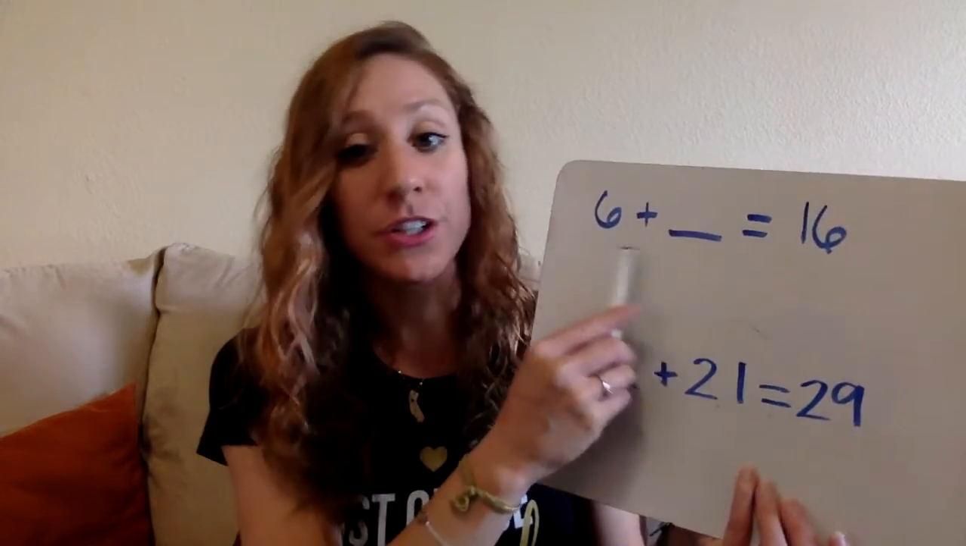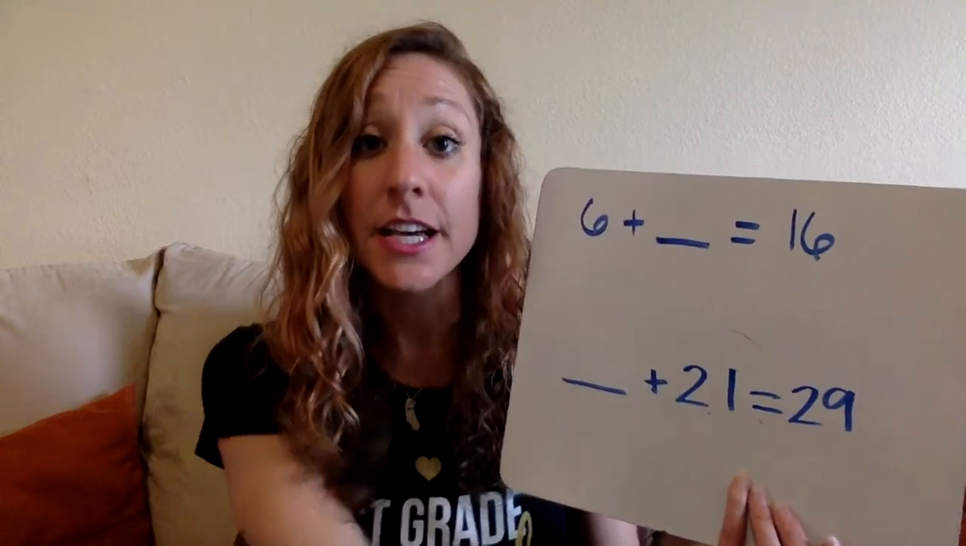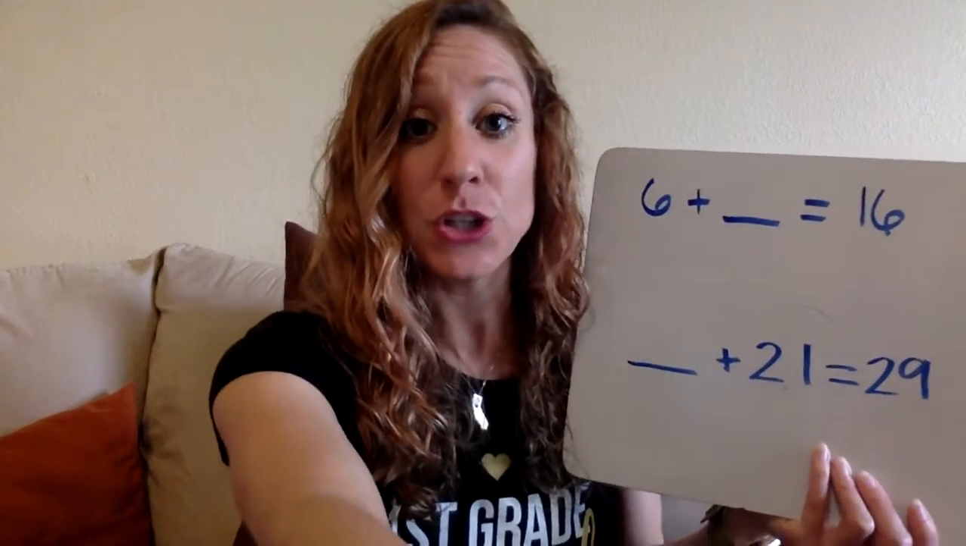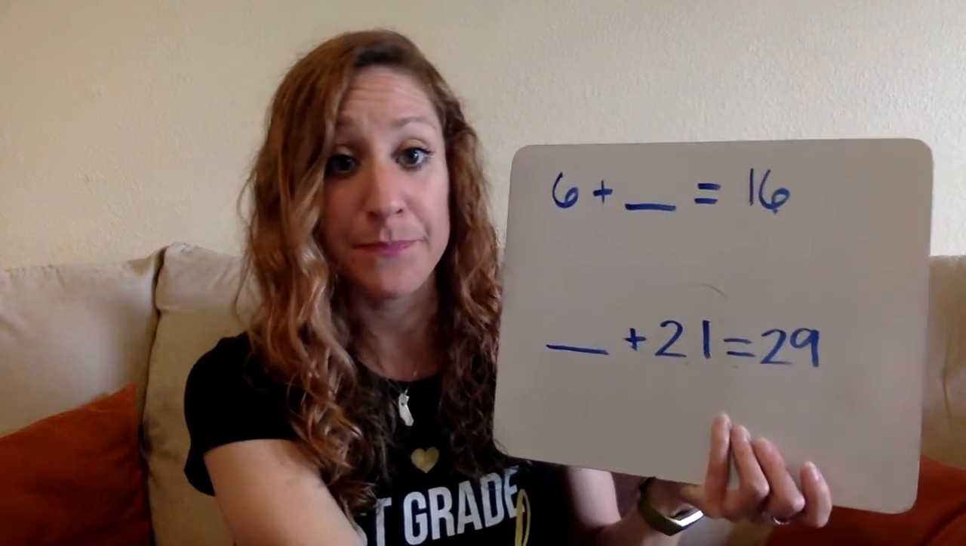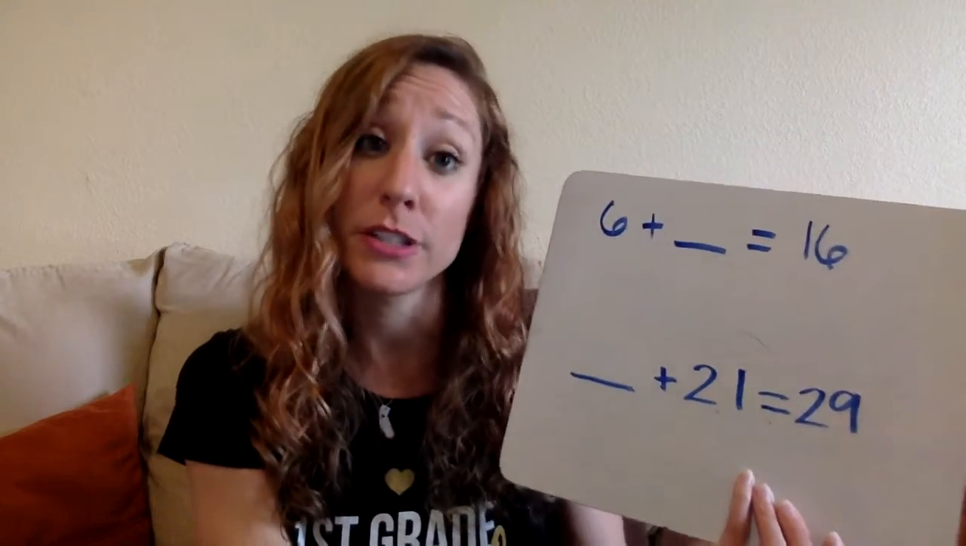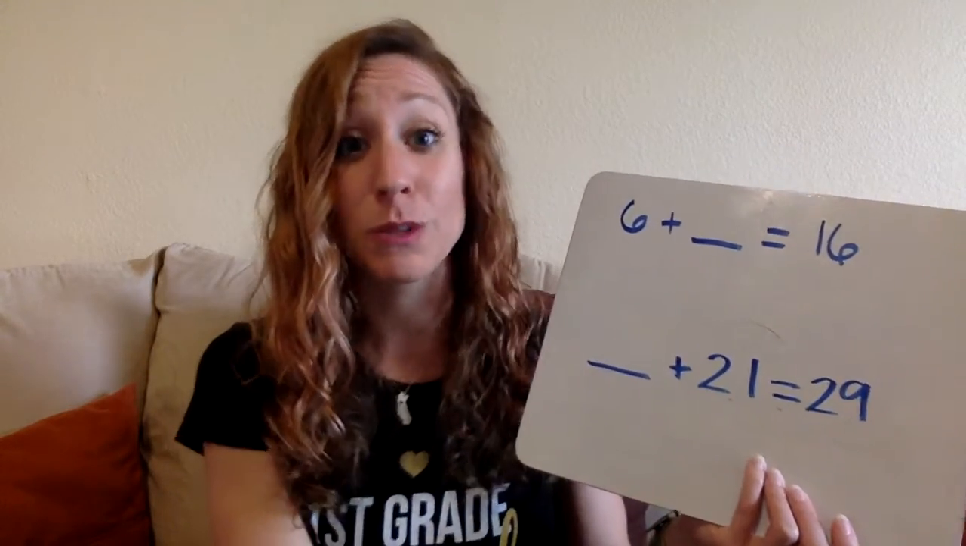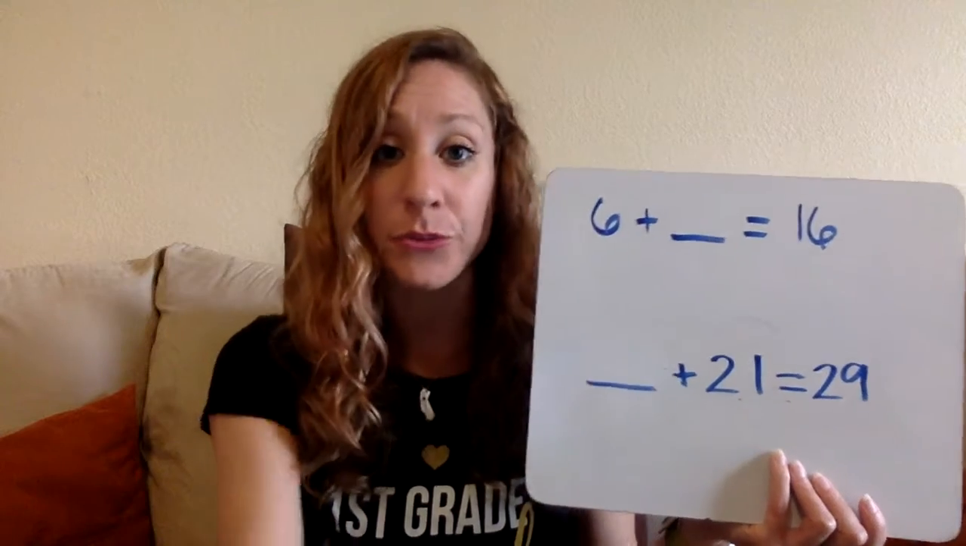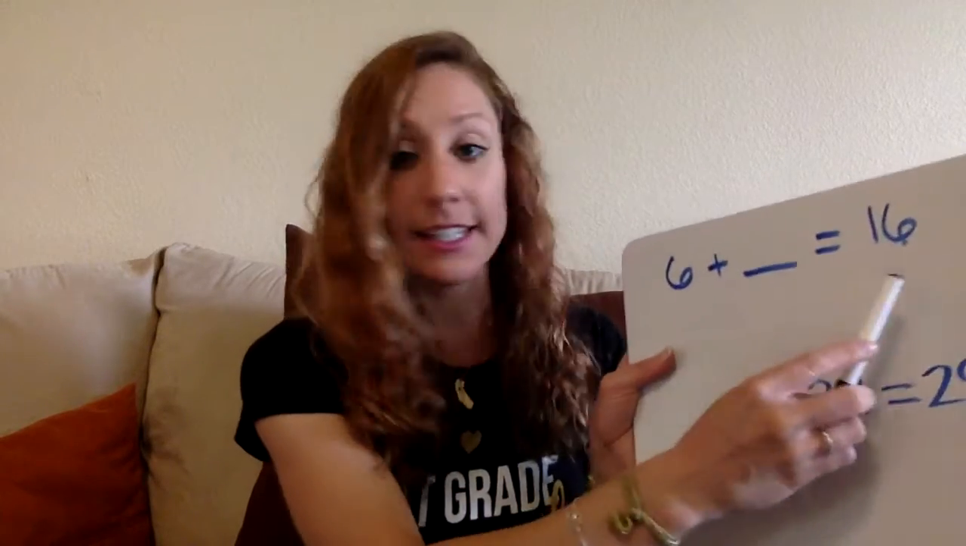When you're trying to figure out a missing part, there are a few ways you can do it. You can do it by making a number bond, by drawing a picture, or by a related fact. I'll show you all three of those ways for these two problems. So 6 plus blank equals 16. If I was going to draw a picture, or I could use cubes, I can show you that too. Let's start with that.